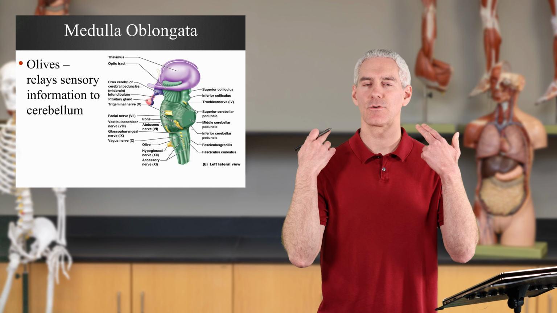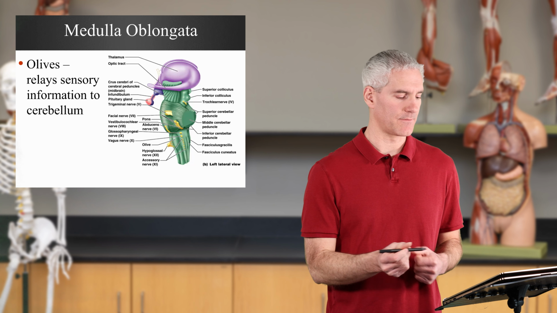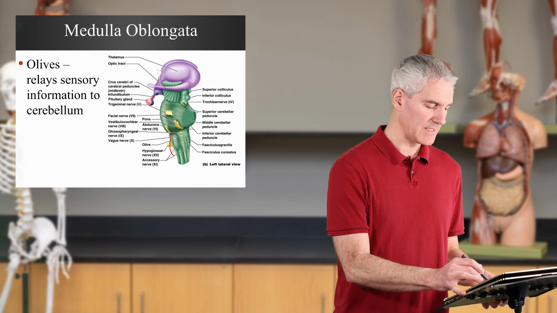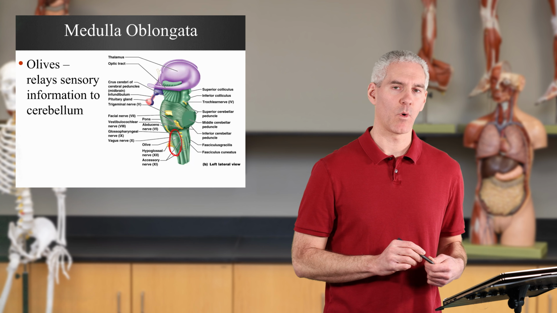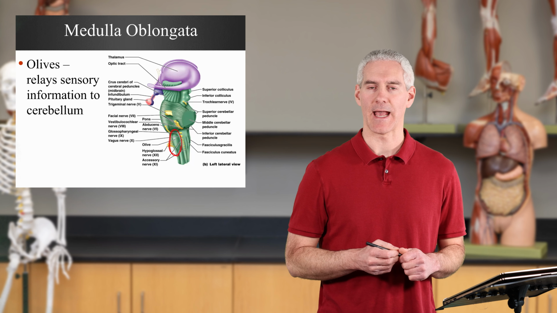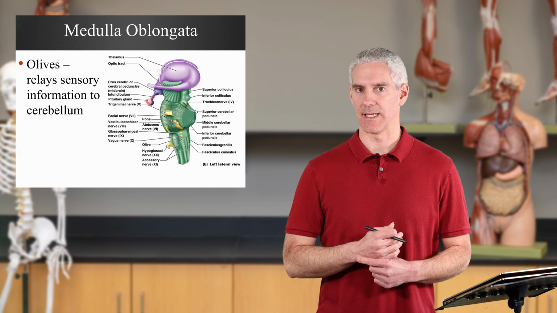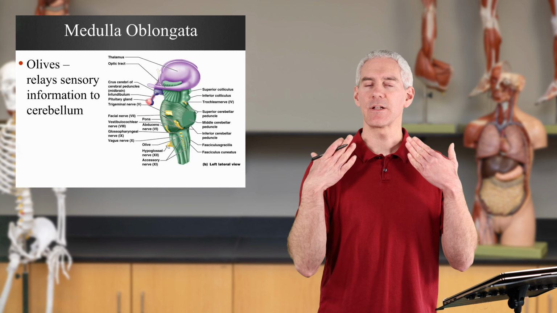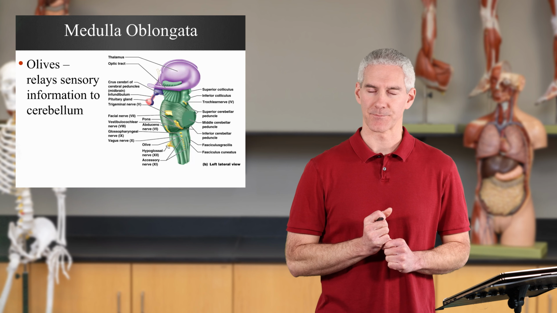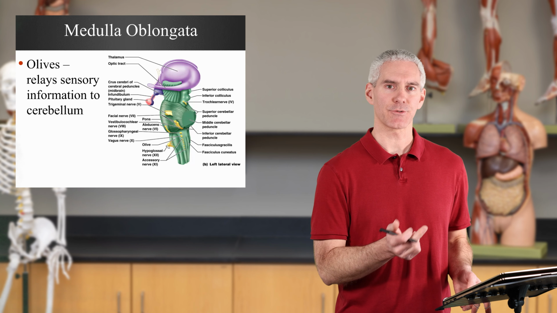Then on the lateral sides, we have these things called olives. But notice this thing right here is one olive on one side of the actual brainstem. The olives are going to be sensory relay. That means that's sensory information going up into your brain. So the olives are a sensory relay station.